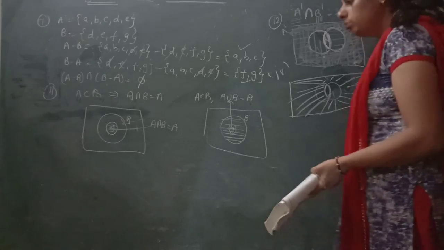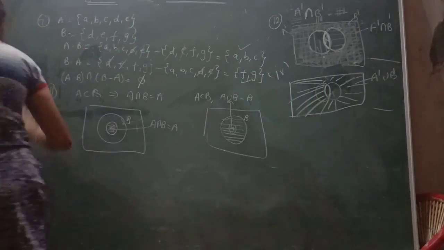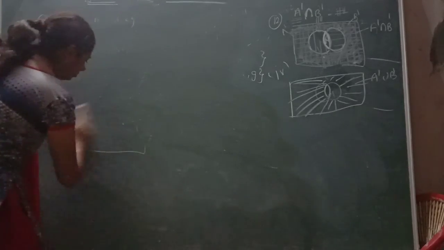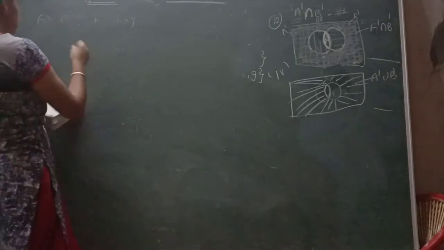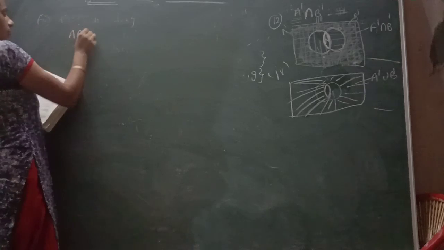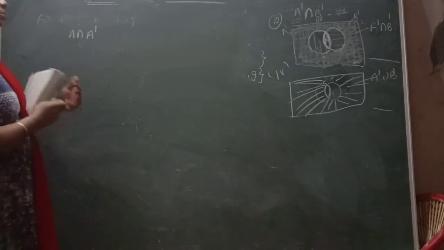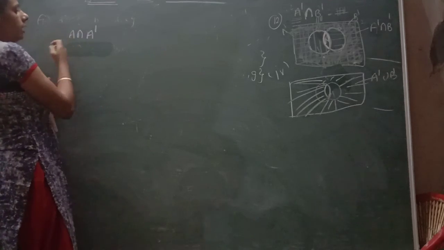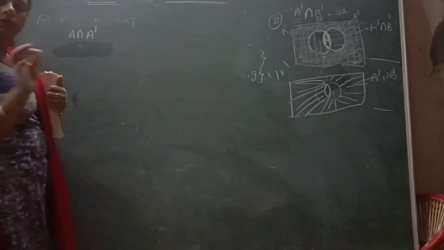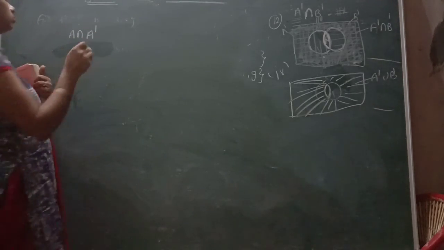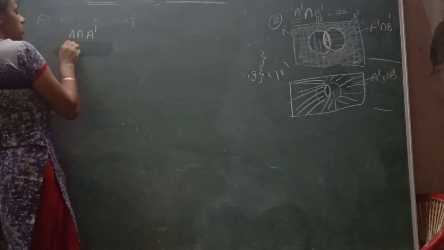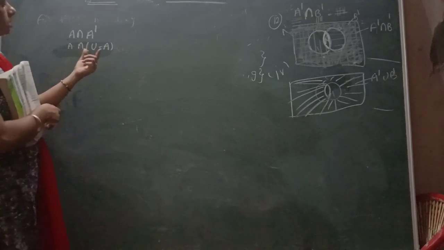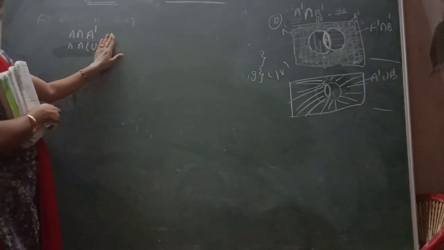Come to question number 13. In question number 13, you have to tell A intersection A complement. A means any set, and A complement, which is not A, is included. So their common is, this is A, this is U minus A. It means this is a set in which A is not included.